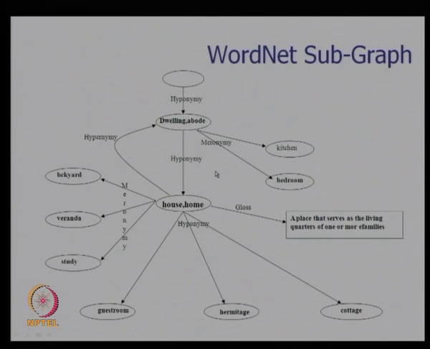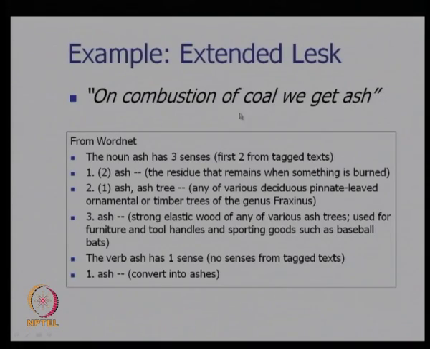So, this is the extended Lesk algorithm, and here the main problem is that the clue words which come from the related nodes can again cause topic drift and mislead the algorithm to believe that this is the sense. So, an example was shown in extended Lesk. On combustion of coal, we get ash.